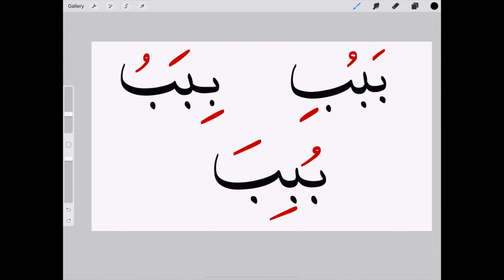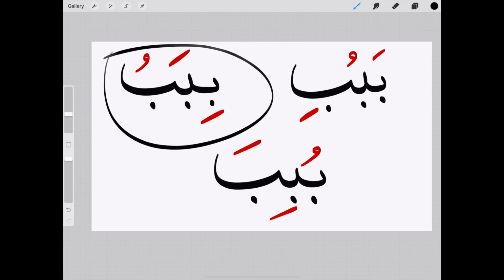What about the second word here? The first short vowel is a kasra, bi. The second short vowel on the ba letter in the middle of a word is a fatha, ba. And the third short vowel is dhamma. So how would you pronounce this word? Bibabu, bibabu. Try that.